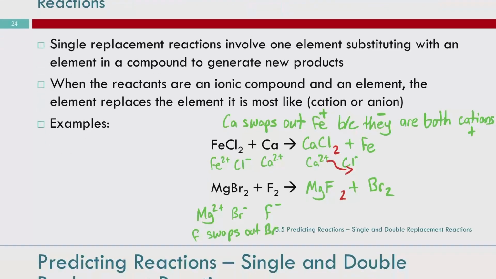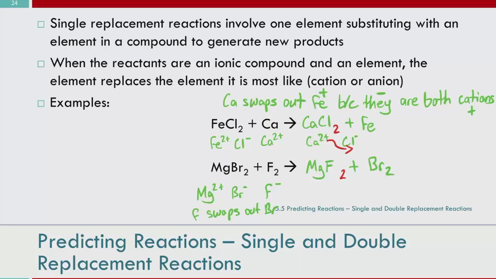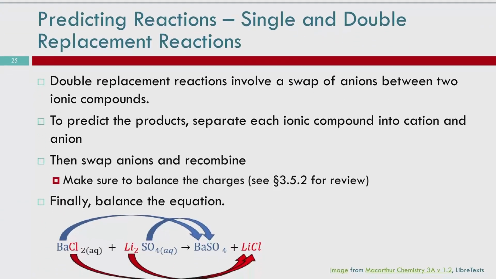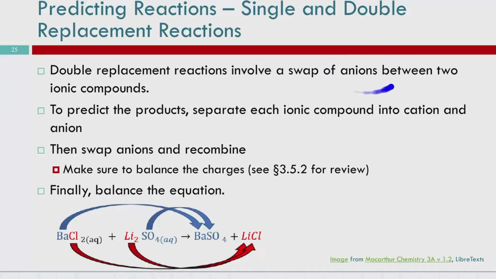For double replacement reactions, there's more work, but I think it's simpler. So let's look at double replacement reactions. In double replacement reactions, we are swapping the anions between two ionic compounds. The anions are the negatively charged parts, the latter half of the compound. Strictly speaking, you don't have to swap the back half. You could swap the front half instead, as long as you're swapping them.